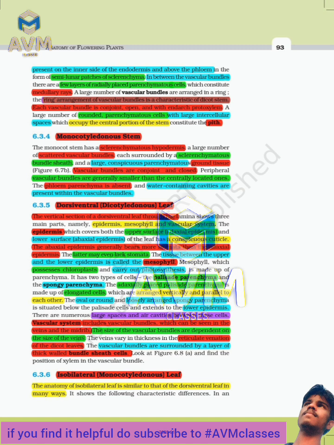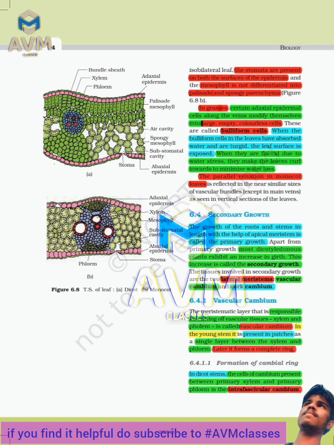6.3.6 Isobilateral (monocotyledonous) leaf. The anatomy of isobilateral leaf is similar to that of the dorsiventral leaf in many ways. It shows the following characteristic differences. In an isobilateral leaf, the stomata are present on both the surfaces of the epidermis, and the mesophyll is not differentiated into palisade and spongy parenchyma. In grasses, certain adaxial epidermal cells along the veins modify themselves into large, empty, colorless cells. These are called bulliform cells.